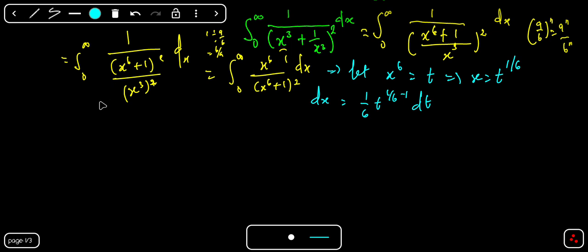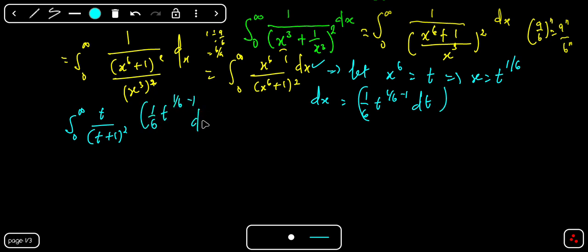The limits are not going to change because if we set x to be infinity, t will also be infinity, and if we set x to be 0, t will also be 0. So we have the integral from 0 to infinity of, instead of writing x raised to the power of 6, we write t. So we have t over (t plus 1) raised to the power of 2. Instead of writing the dx, we can just write this: 1 over 6 t raised to the power of 1 over 6 minus 1 dt.